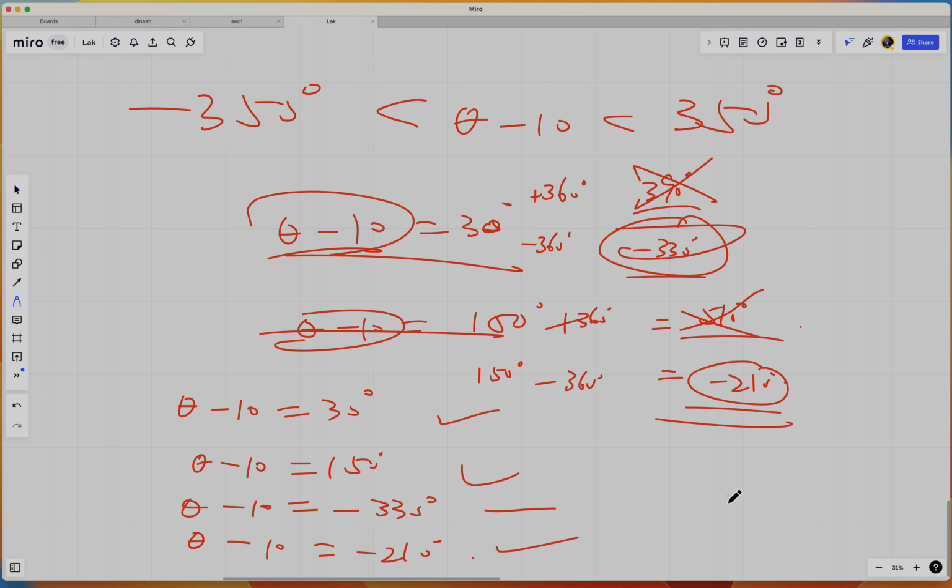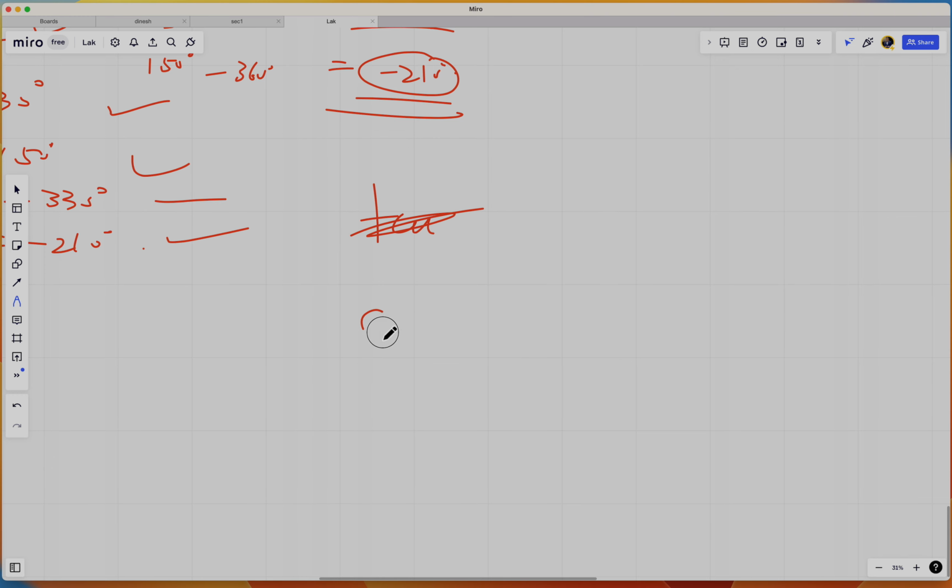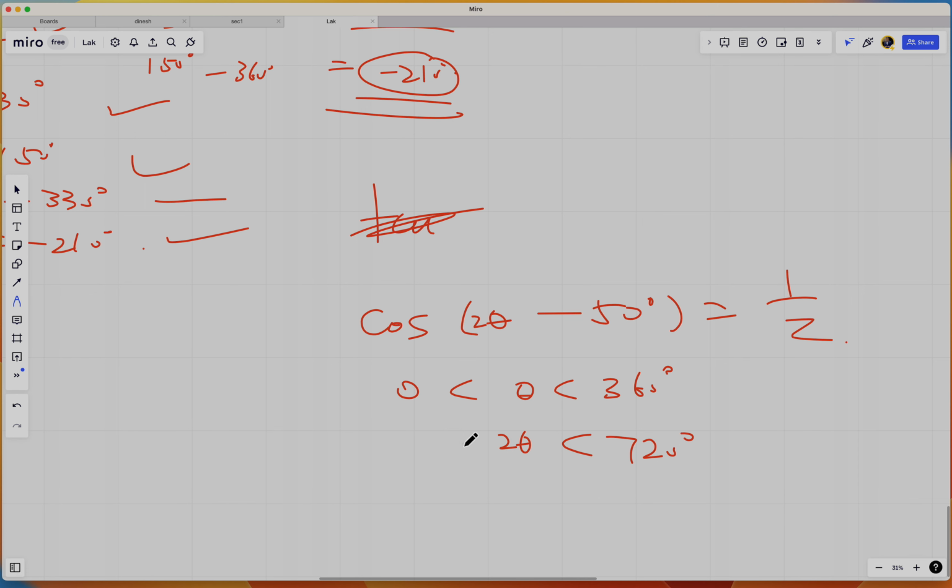So next time you can give me another question, like let's say I have 2 theta minus 50 degree equals to half. Get the range out first. Okay? So let's say the range is 0 to 360 for theta. Get the range out. What's the range? First, 2 theta first. Right? Then minus 50, right?